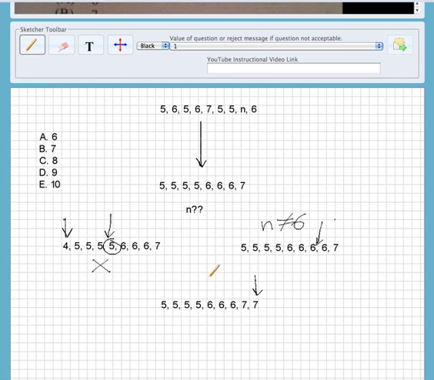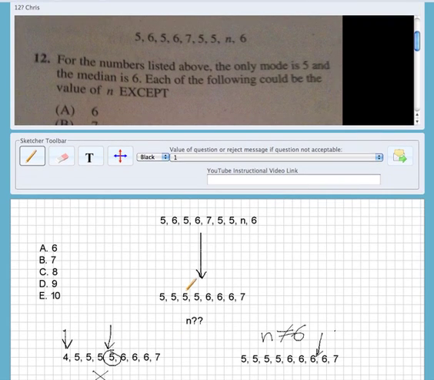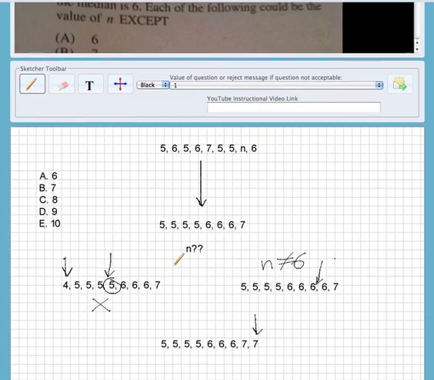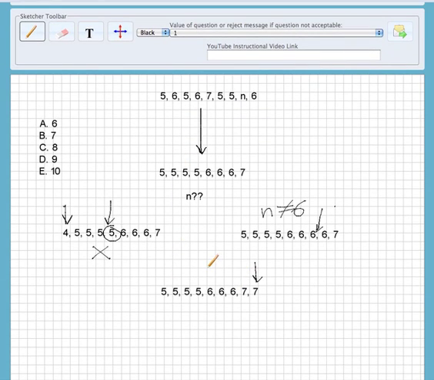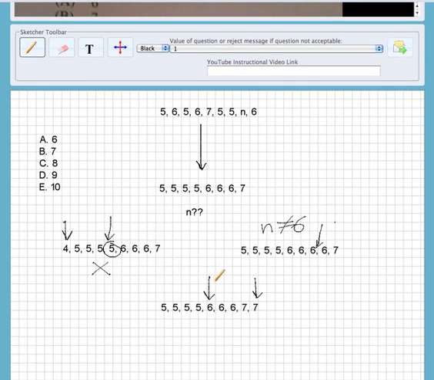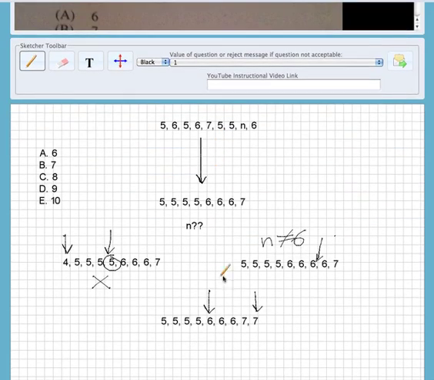Okay, so now our mode is still 5, which satisfies the conditions above here. But the median now is 6. Okay. So that tells us that 7 will actually work. Okay. So if 7 works, that means we can plug in 8, 9, or even 10.